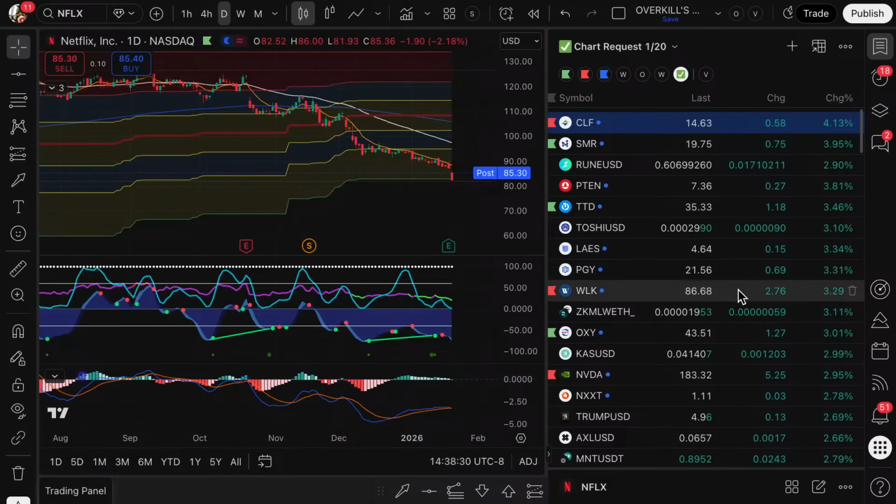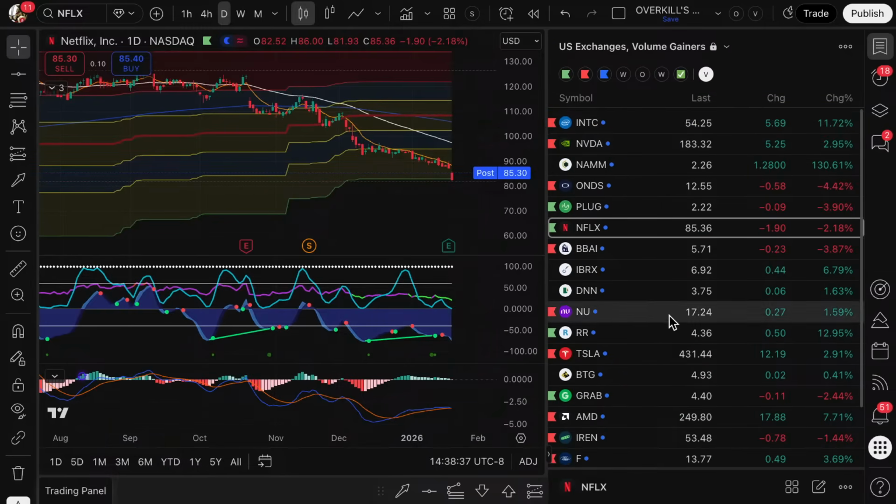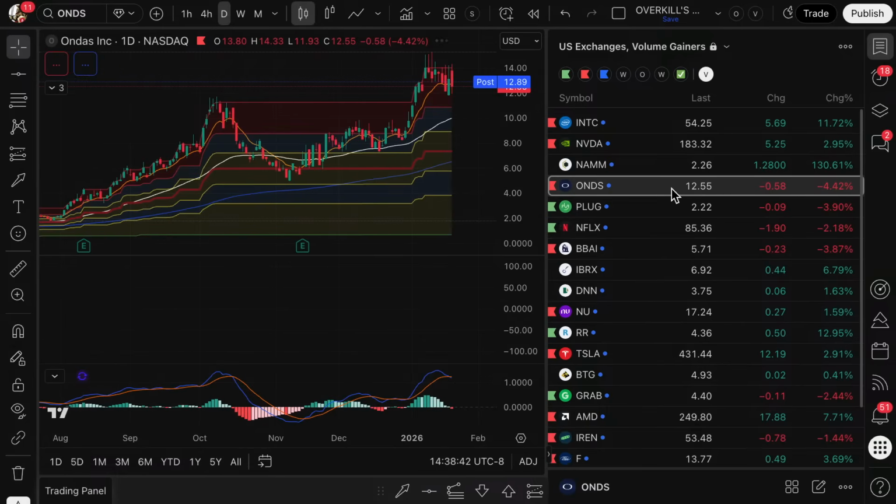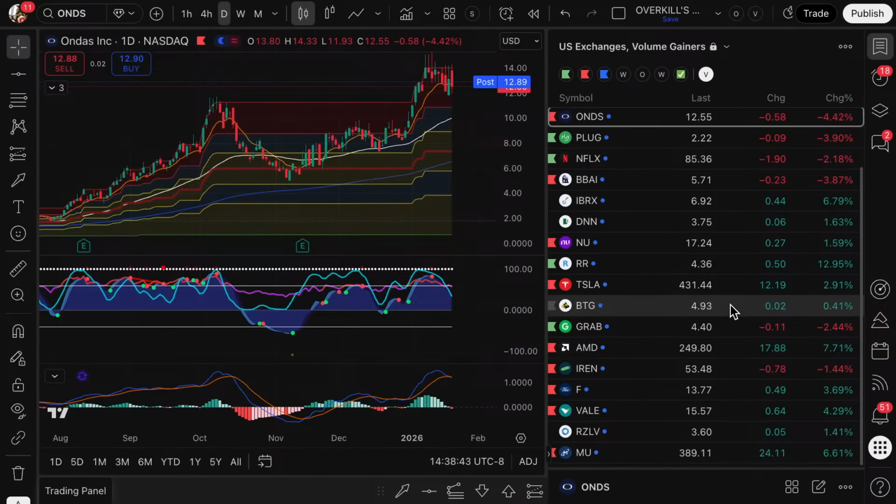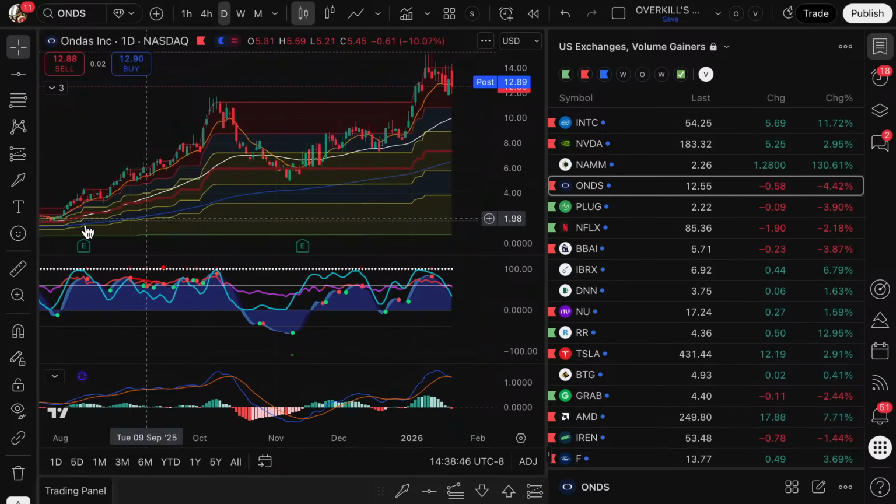I'm not sure if you guys have seen any other overreactions to the downside. Earnings are good because you could see those overreactions. So let's see if there's any overreactions on here. I don't really see any. ONDS is down 4% today, but nothing too crazy.